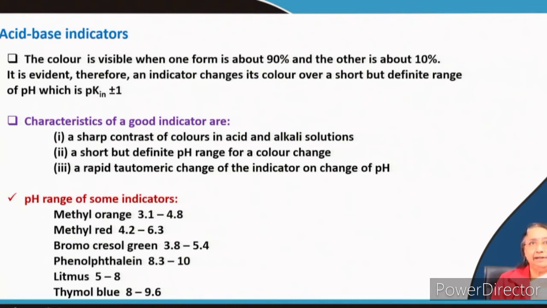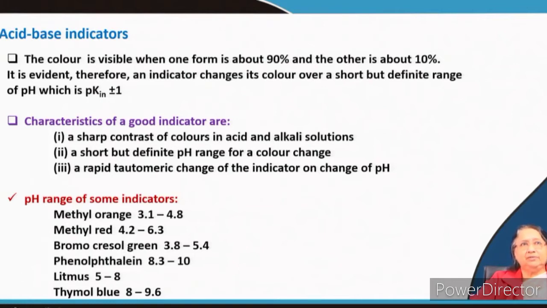How much excess? 90%. Another form is very low concentration, that is the 10%. It is evident, therefore, that an indicator changes its color over a short but definite range of pH, pK indicator plus or minus 1. That is log 10:1, not 10, actually 9:1, right, that is why I have written approximately plus or minus 1. That means the choice of indicator, for any type of titration, is very important.